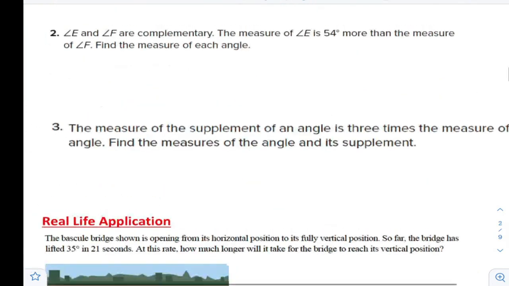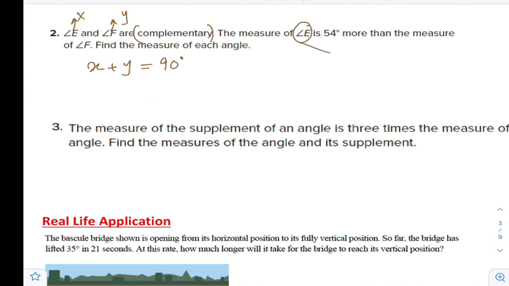Okay, now angle E and F are complementary. So we name this X, we name this Y. So their sum is 90. Complementary, مكملين لبعض مش متممين. The measure of angle E, which we named X, is 54 more than the measure of angle F, which we named Y.